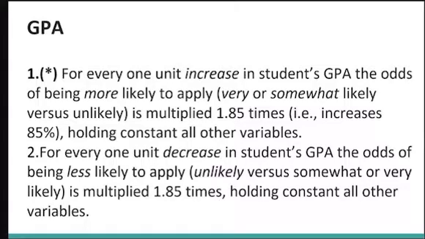And if you want to look at it the other way around, for every unit decrease in student GPA, when I say an increase in student GPA will influence the chance of applying, I can look at it the other way around. What about when the GPA decreases? Then the odds of being less likely, in that situation when the GPA is going down, that particular person will be frustrated. He or she may not want to consider applying for college. So it's less likely and will be multiplied by 1.85 times, holding other variables constant.